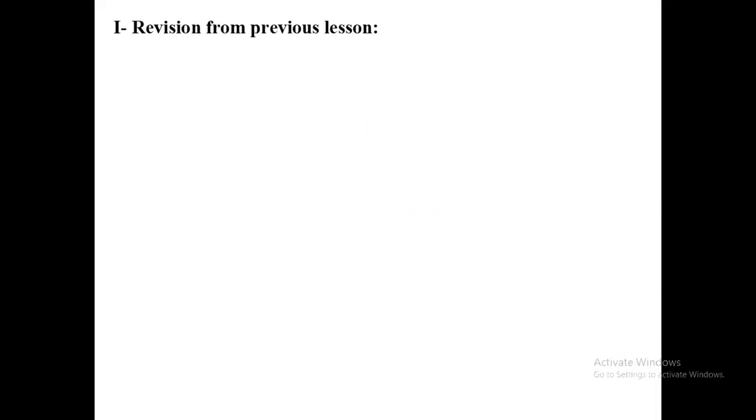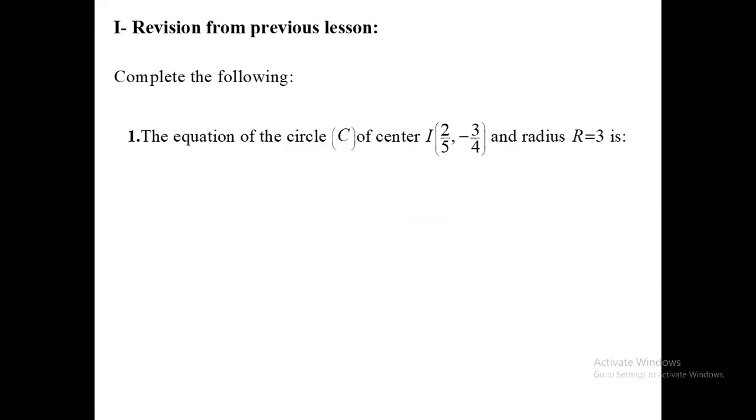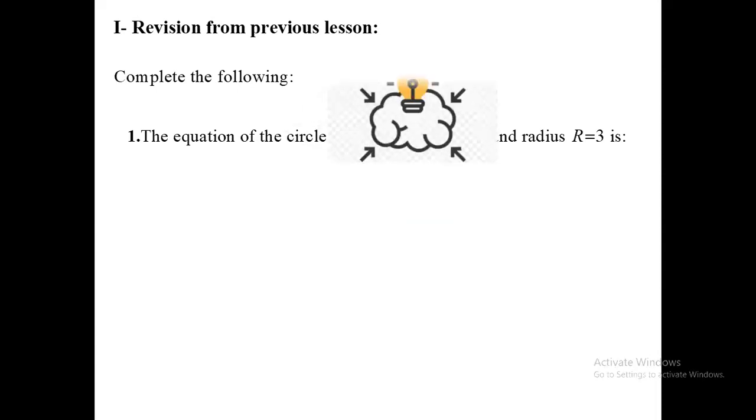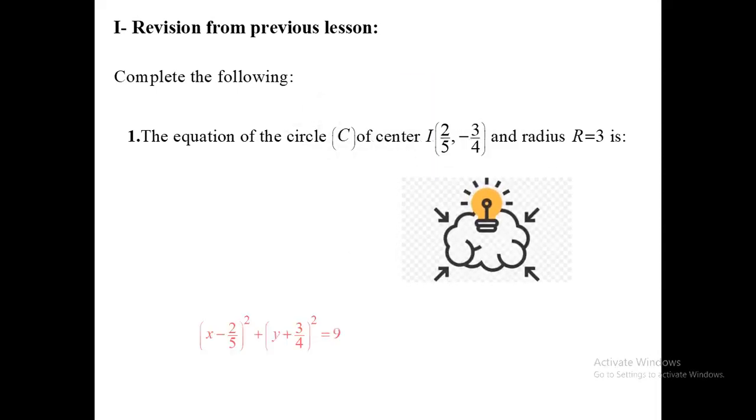Let's start with the revision from the previous lesson. Complete the following. The equation of the circle C of center I (2/5, -3/4) and radius 3 is (x - 2/5)² + (y + 3/4)² = 9. As you remember, the equation is (x - a)² + (y - b)² = r², where a in this example is 2/5, b is -3/4, and r is 3.